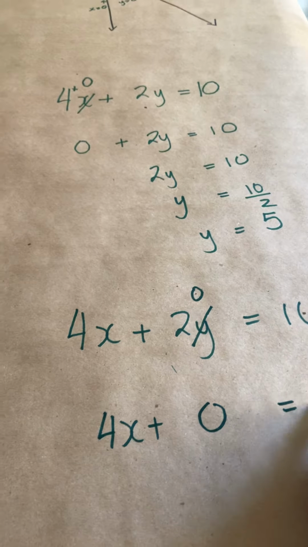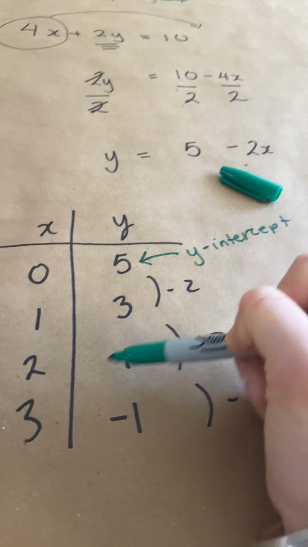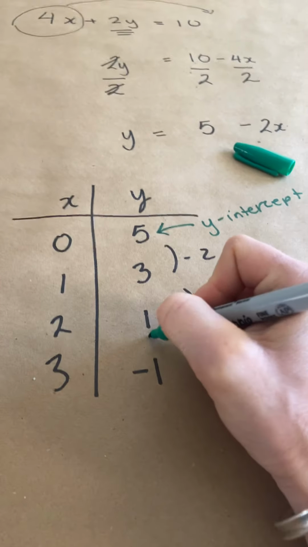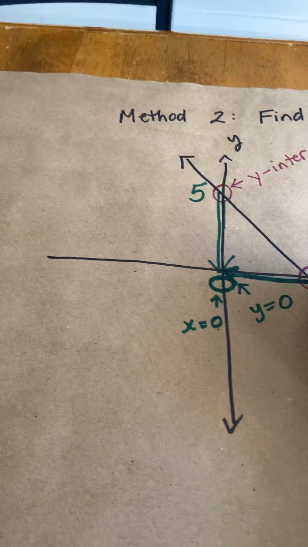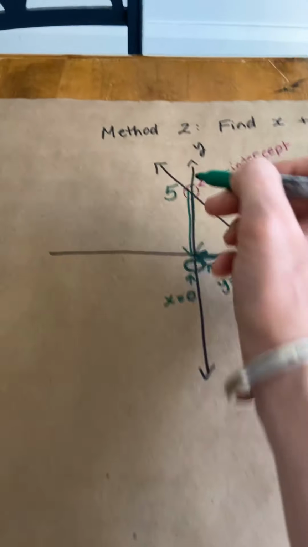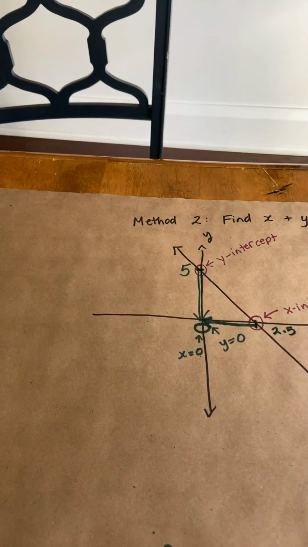X is equal to 2.5. Let's see if that makes sense from my last table. We knew that the y-intercept was at 5. At 1, it's at 3. At 2, it's at 1. At 3, it's at -1. That means that 0 must be right here in the middle. And what's in the middle of 2 and 3? 2.5. This right here is the x-intercept, because that's the place where y is equal to 0. So my x-intercept is equal to 2.5. My y-intercept is happening when y is equal to 5.